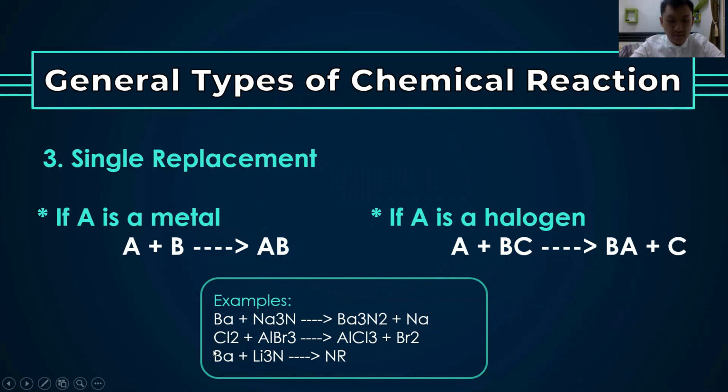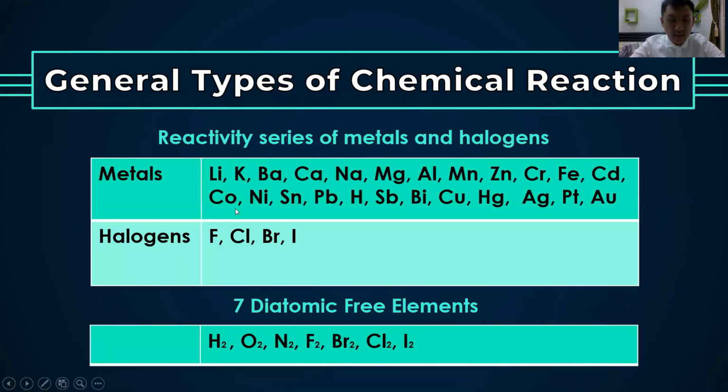But remember that Ba plus Li3N can also become no reaction. This is the reactivity series of metals and halogens, and how we know if an element is a metal or halogen, so that we can follow the rules that have been stated in the single replacement reaction. There are also the 7 diatomic free elements that we need to remember.